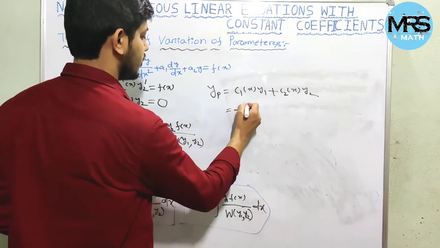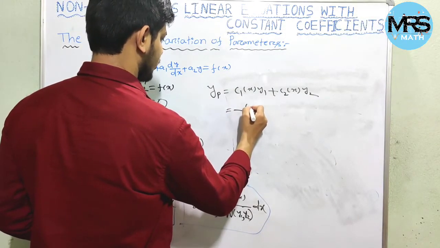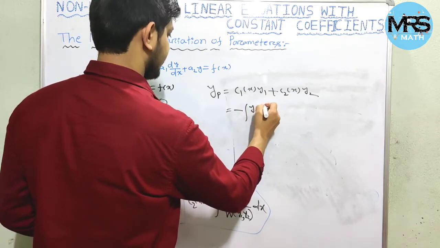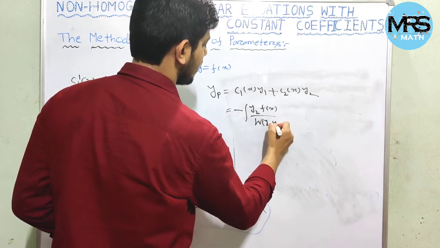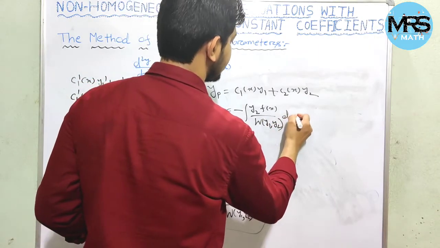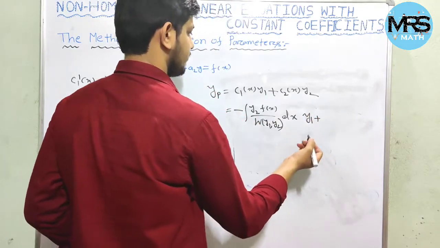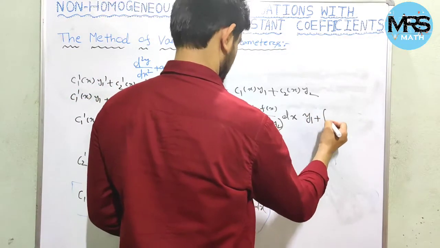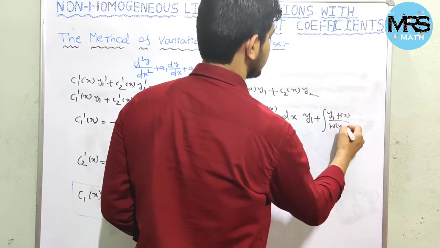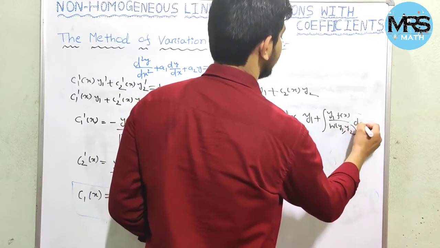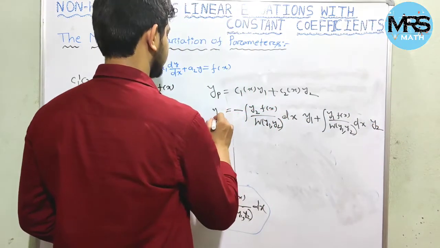That means this one, integration of y2 f of x by Wronskian of y1 comma y2, dx into y1, plus integration of y1 f of x by Wronskian of y1 comma y2, dx into y2. So this is our yp.